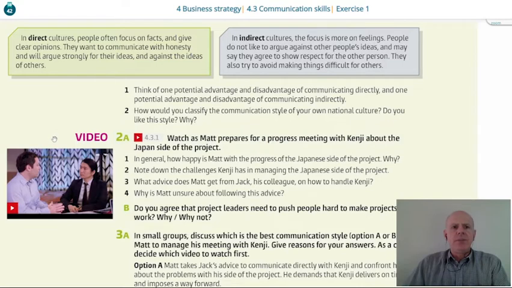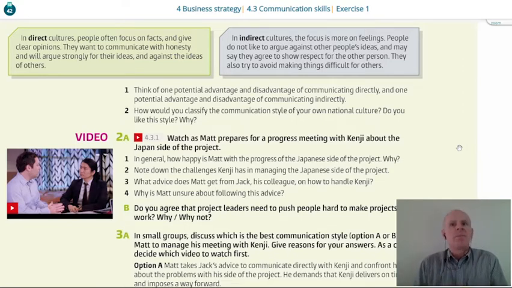We have then the video, because this is lesson point 3, communication skills. We have 4 videos for this lesson as usual. You have access to the videos, and the first video is when we state the problem. What is it about? Watch as Matt prepares for a progress meeting with Kenji about the Japan side of the project. Do you remember?